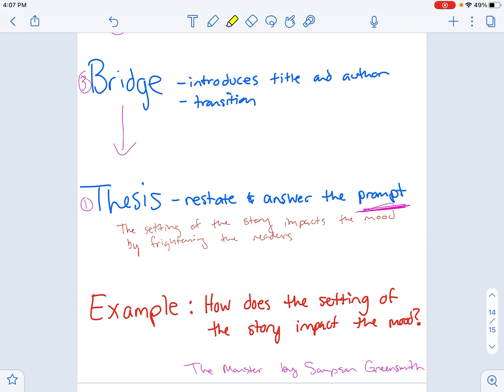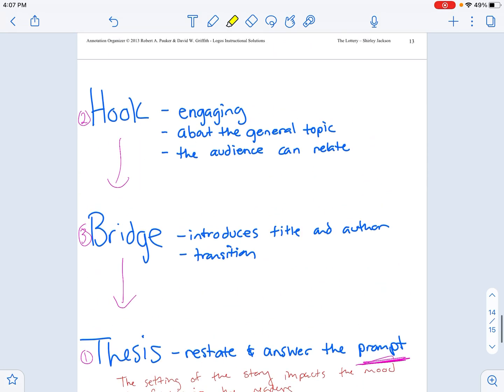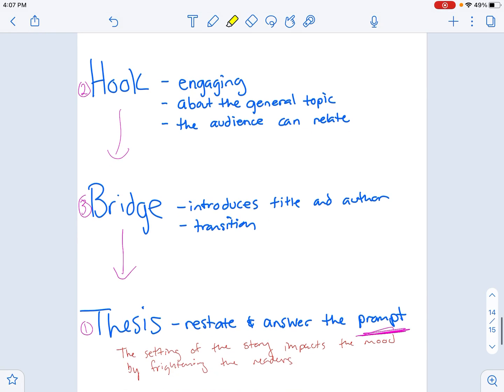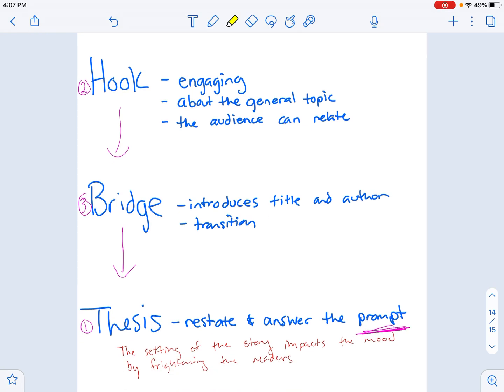But we don't want to just jump into this right away, okay? We could, in an essay, just start with our thesis and jump right in. It's kind of boring, though, for our readers. So that's why we need to backtrack. So now that I have my thesis written, let's come up here and look at the hook. So the hook should be really engaging, pull in our readers. We want to make it about the general topic that we're dealing with in the story, not necessarily the story itself. And we want to make it something that the audience can relate to.